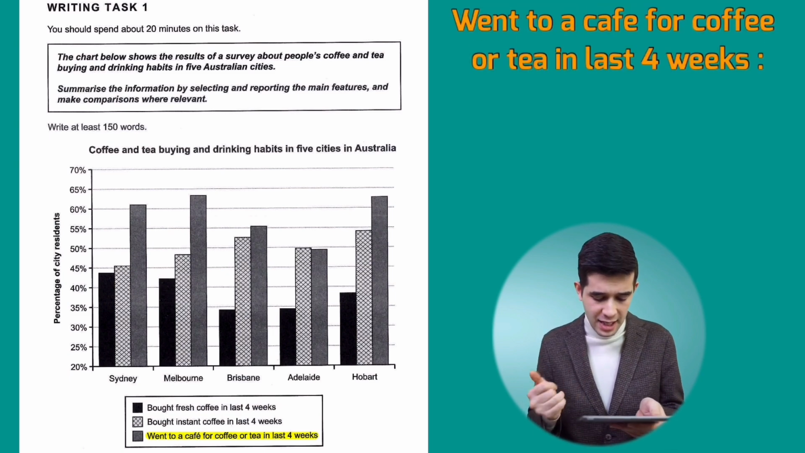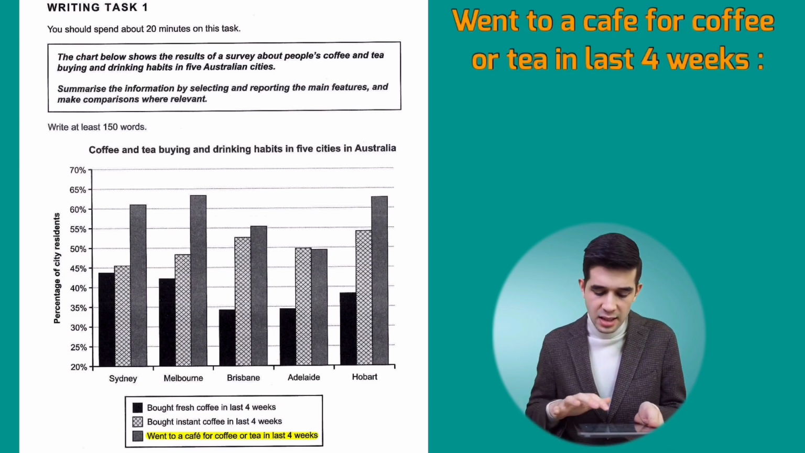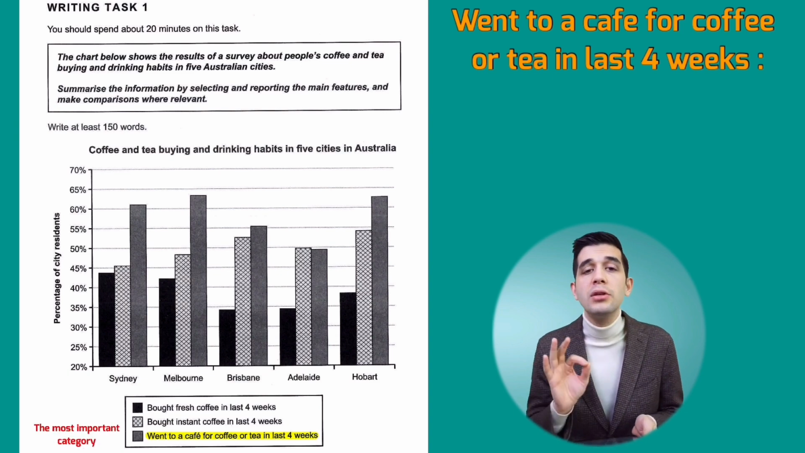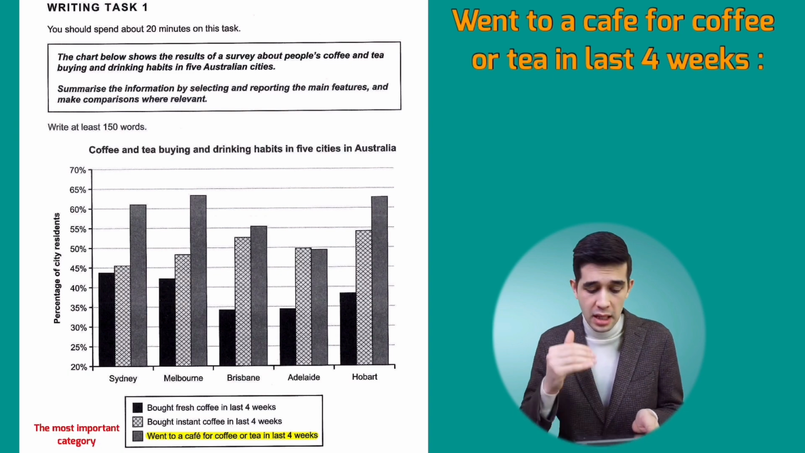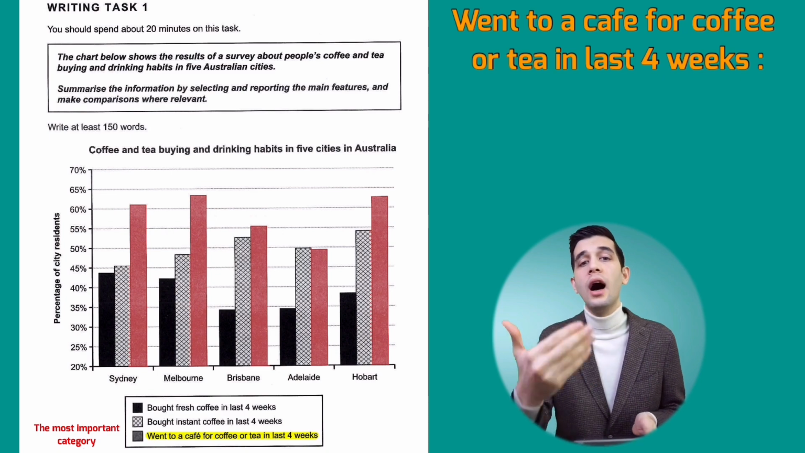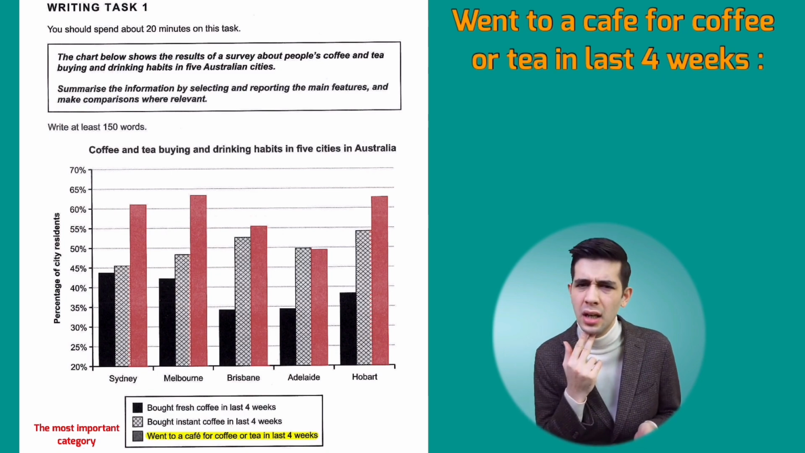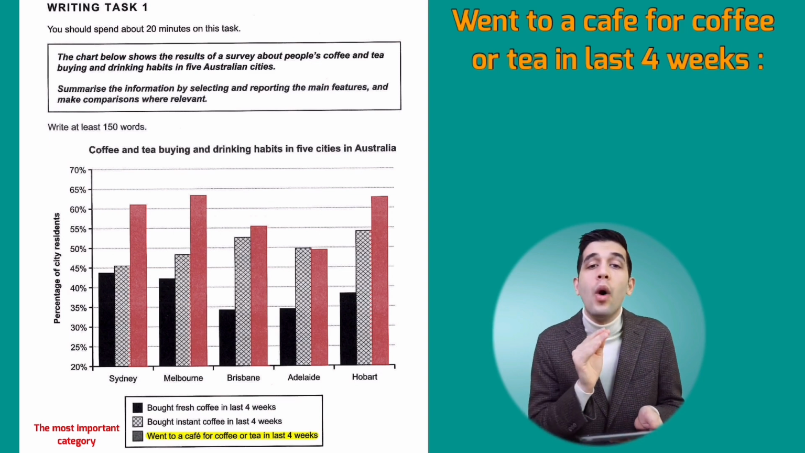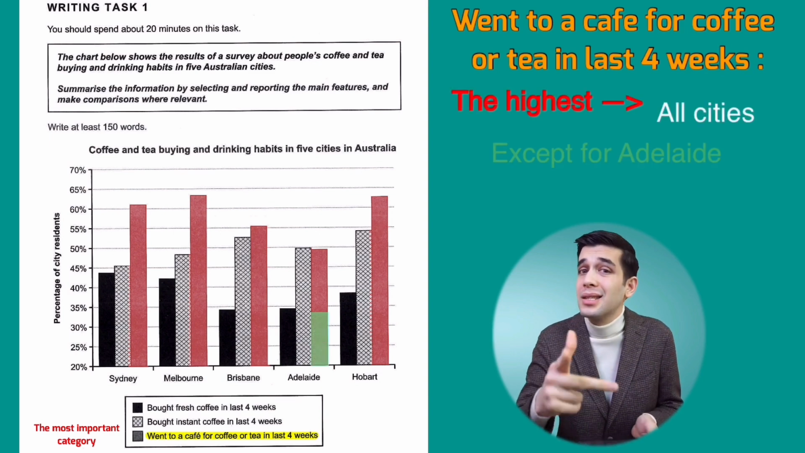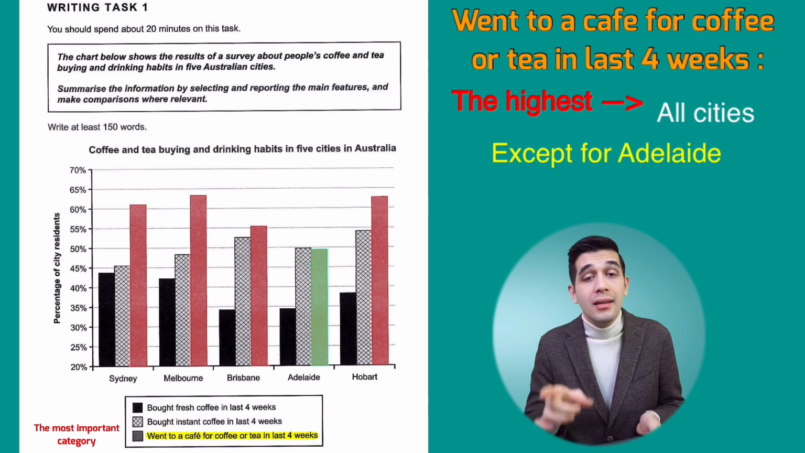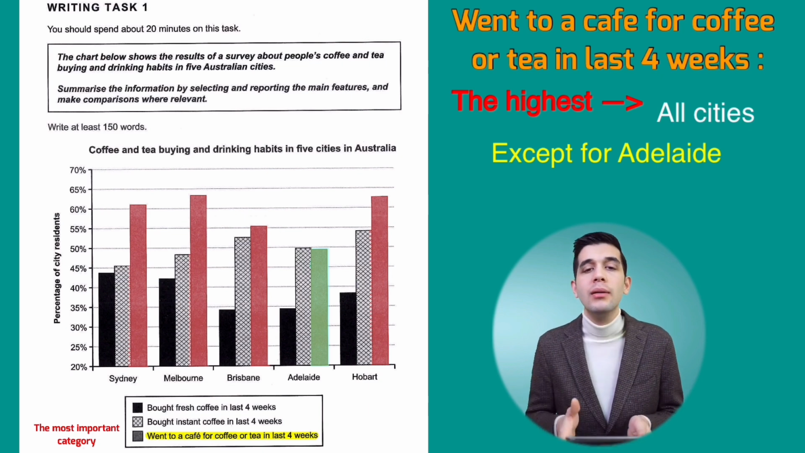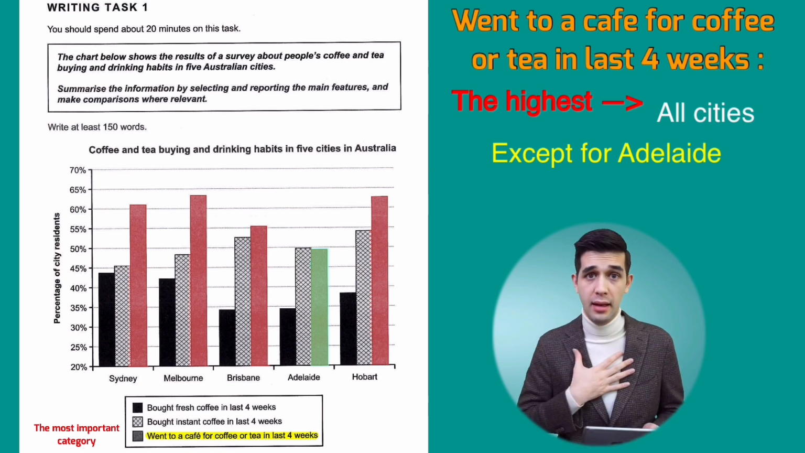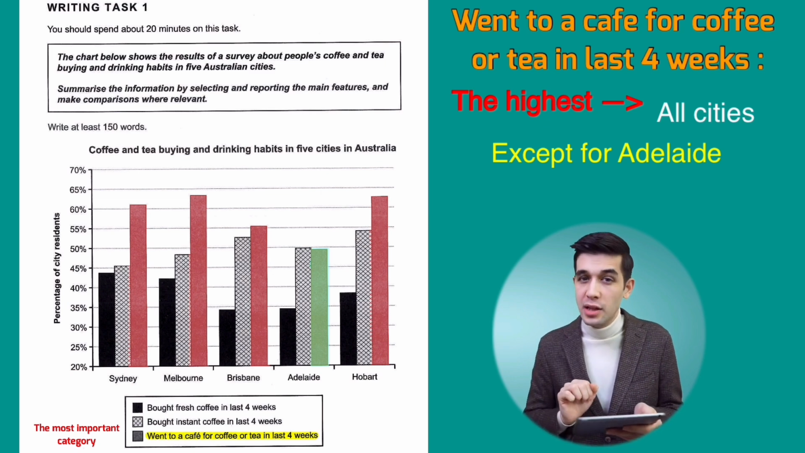Let's move on to the third category. Those who went to a cafe for coffee or tea in the last 4 weeks. Now, this is the most important category because, as you see, in all of the cities, this was the highest. Or was it? Was it the highest in all of the cities? No, it was the highest in all of the cities except for Adelaide. You see, that is very important. So that is the way you should proceed, I think. So I think this is the best way to proceed.